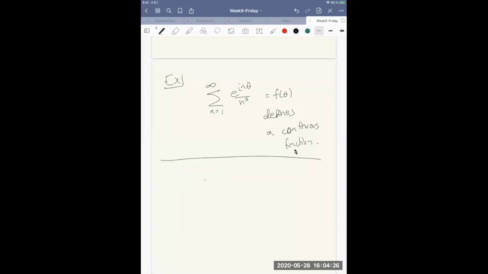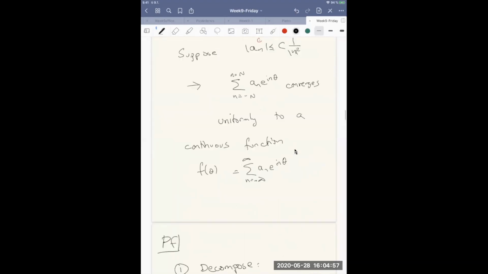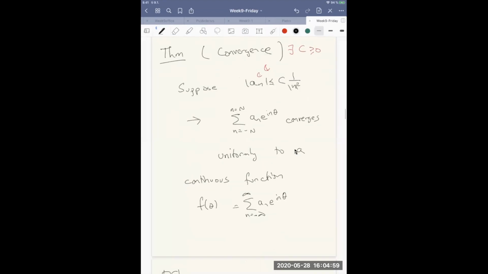And the proof of this is fairly short. a_n is equal to 1 over n cubed, which is certainly less than a constant times 1 over n squared, and we only need this for n bigger than or equal to 1. Then the claim is obvious from the theorem. The theorem exactly states that once the coefficients decay fast enough, you get uniform convergence.